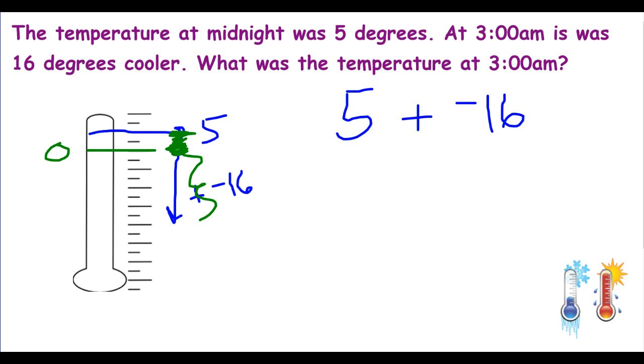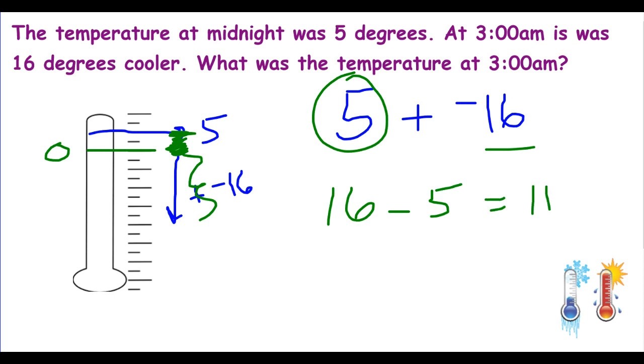How many steps do we take below 0? Well, if we have to cancel out this 5 and we're taking 16, then we have 11 extra steps to deal with. But this 11 is not going to be a positive 11 because we're ending up on the negative side of 0. It's going to be negative 11 degrees.